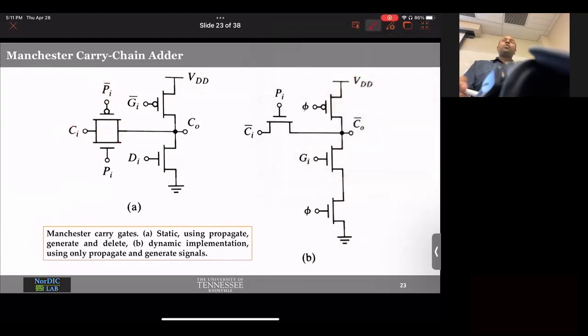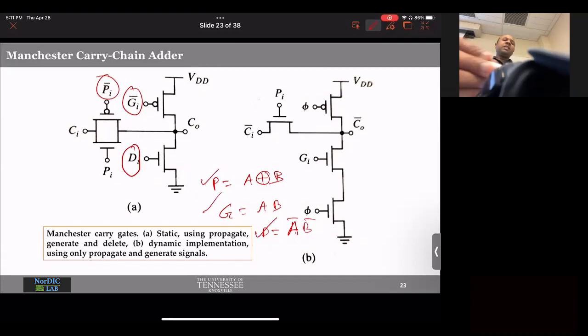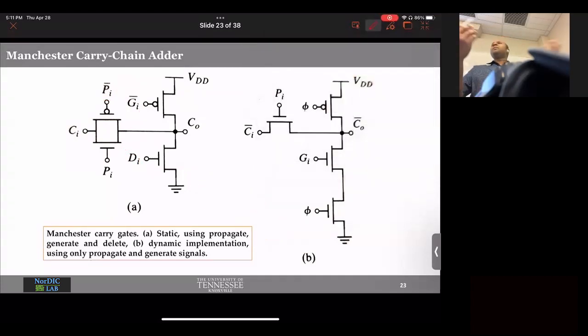What you do not see here is how you create this delete, generate, and propagate signal. Don't forget that propagate needs its own logic operation. Generate needs its own logic operation. And delete needs its own logic operation. So although this circuit looks simple, oh, you just have 4 transistors, you need more transistors to calculate this actually. Okay, so don't forget that. Am I making sense? This is an interesting way that they thought about and presented it.